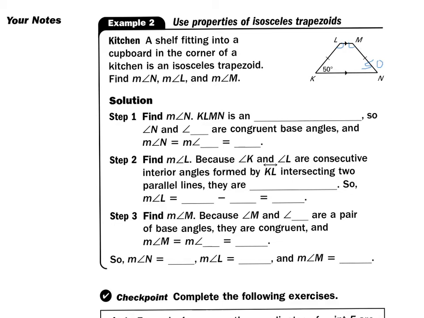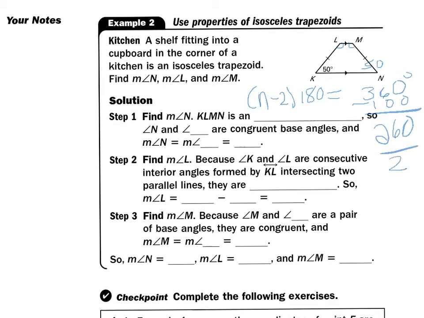Well, we know from the n minus 2 times 180 degree formula that a quadrilateral has to equal 360 degrees. So if I already used up 100 of those degrees with these two 50s, then I have 260 left to split between my two angles up there. 260 divided by 2 is 130. So those both are 130. And then the other ones are 50.